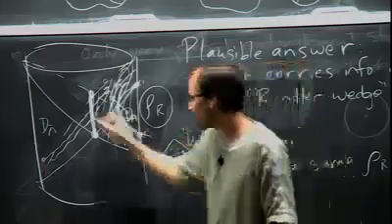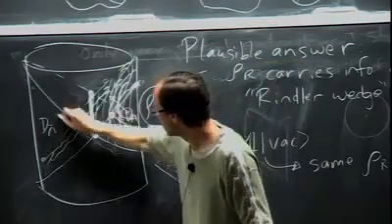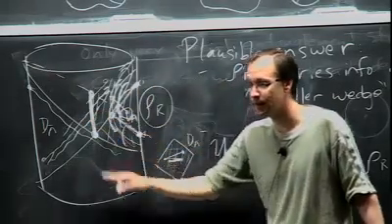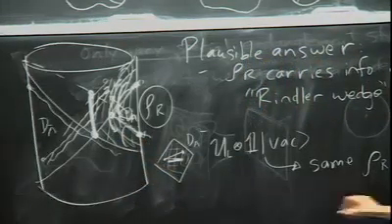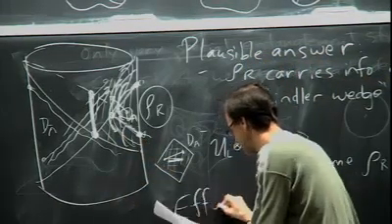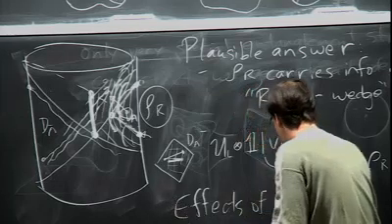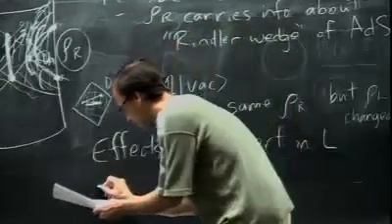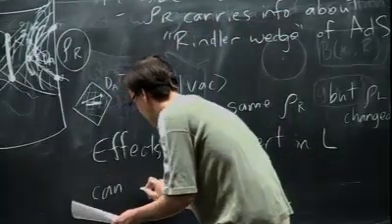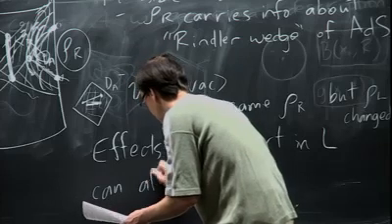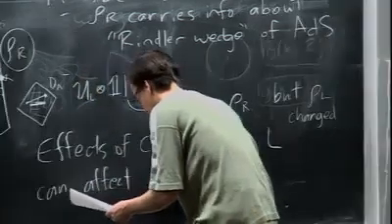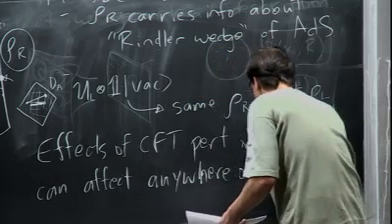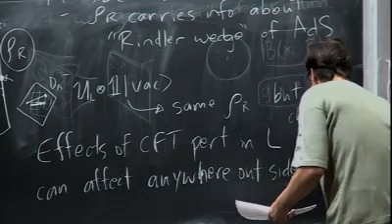And then those will propagate and change the physics beyond this surface. Or similarly, you could imagine perturbations that affect anywhere outside this region. So the point is that the effects of the CFT perturbation in L can affect anywhere outside the wedge.